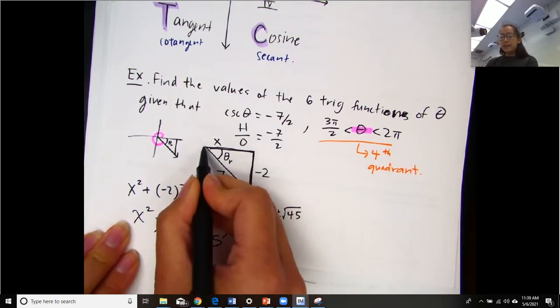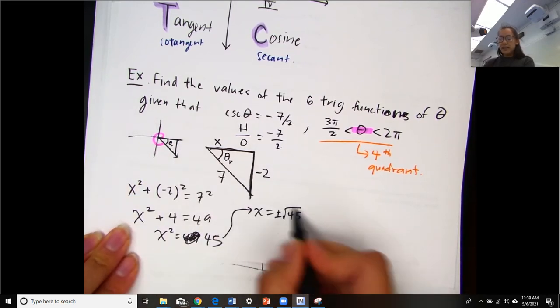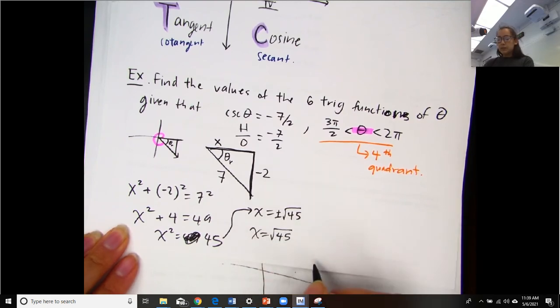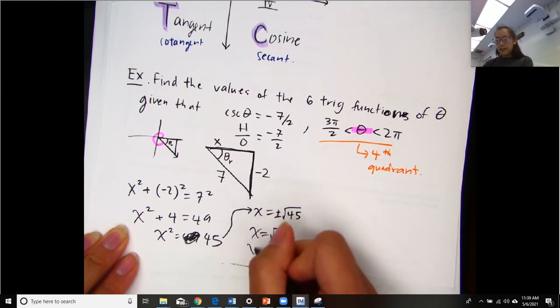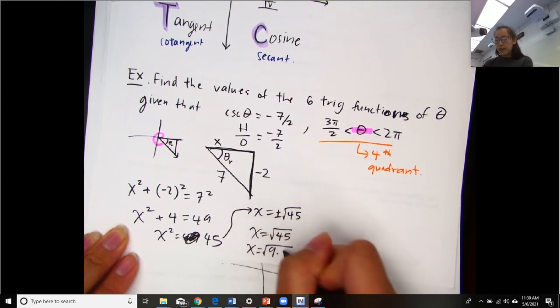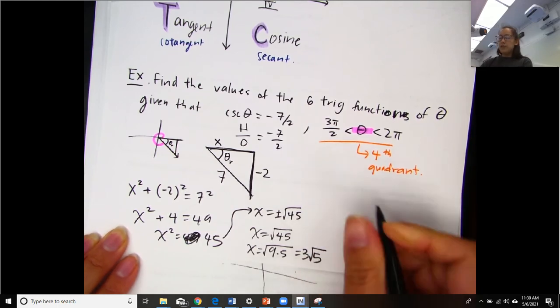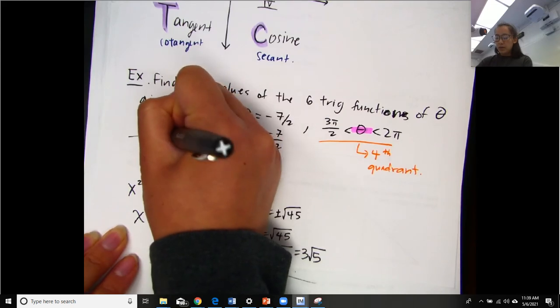Because the x value here, this x is on the positive x-axis, this is going to be positive. And so we have x equals square root of 45, which if you simplify this, you would write as x equals square root of 9 times 5, which is equal to 3 root 5. Okay, so this side over here is going to be 3 square root of 5.